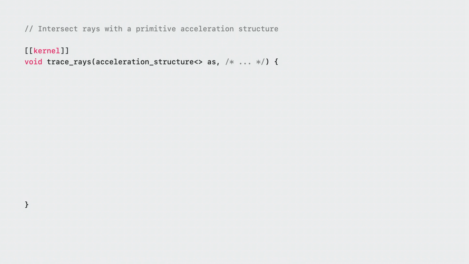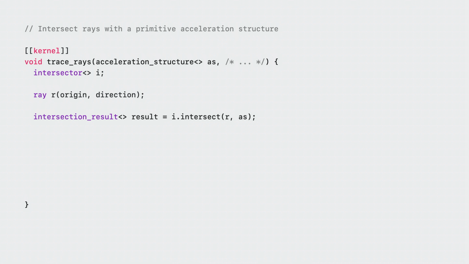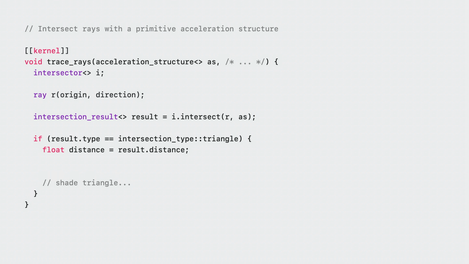Declare the function with an acceleration structure parameter and create an intersector object. You can set properties on this intersector to configure ray intersection for the best performance. To intersect a ray with your scene, simply create a ray and call the intersect method on the intersector object, passing the ray and the acceleration structure as parameters. This returns everything you need to know about the intersection, like the kind of primitive the ray intersected, the distance to the intersection, the ID of the primitive, and more.